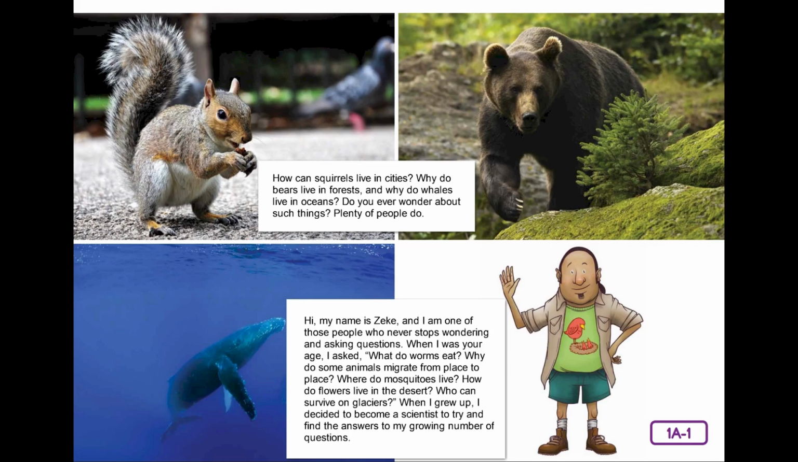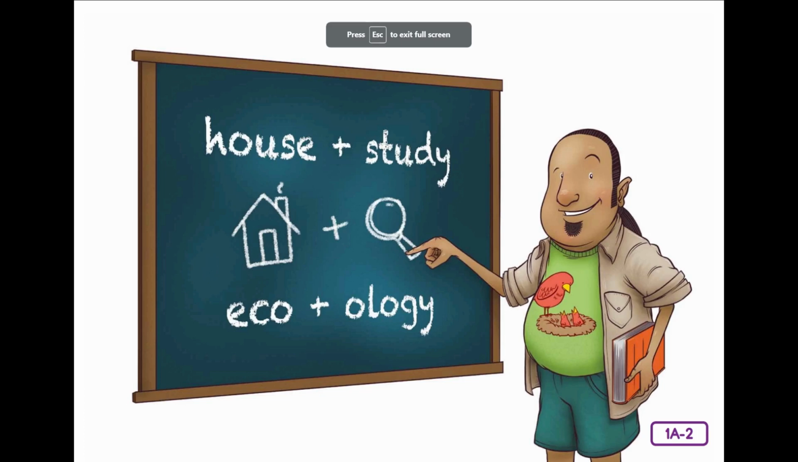When I grew up, I decided to become a scientist to try and find the answers to my growing number of questions. The science that I studied in college is called ecology. Its name comes from the Greek word oikos, meaning house or household, spelled eco in English, and the suffix ology, meaning the study of. Ecology is the study of households, the households of living things, such as plants and animals.